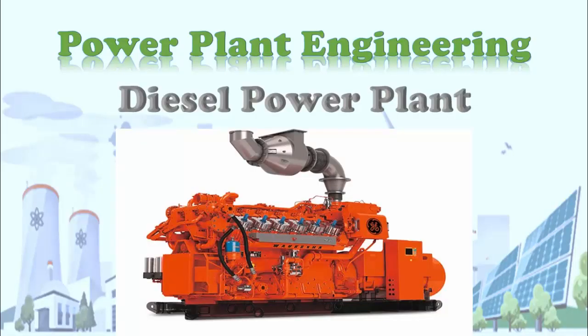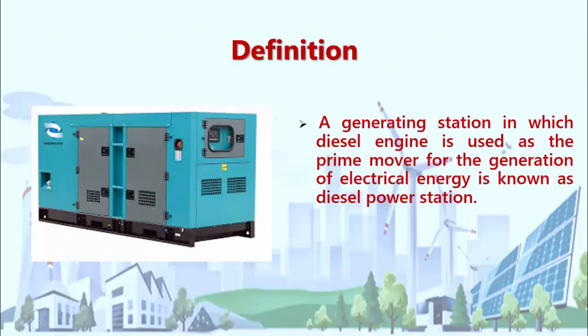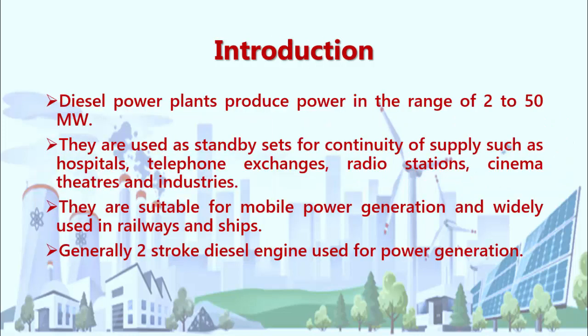The topic for today's discussion is diesel power plant. So what is a diesel power plant? In the last video we saw the hydroelectric power plant, where the turbine is the prime mover, that is, the mechanical energy is created by the turbine. Here in a diesel power plant the prime mover is the diesel engine. The diesel engine creates mechanical power from diesel as input, right? Because the diesel engine is used as a prime mover, the power station is called a diesel power station, that is, diesel power plant. The power producing range of a diesel power plant may be 2 megawatt to 50 megawatt.